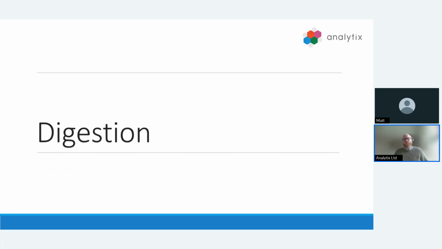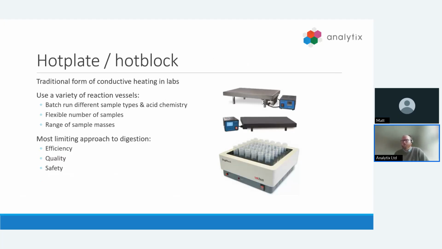So let's go on to the different digestion approaches, starting with hot plate or hot block, which is a conductive heating digestion. This is a really traditional approach to carrying out digestion, which uses a variety of reaction vessels with a range of sample masses digested. As you can see here on the right-hand side, there are a range of heating surfaces available, which offer batch digestion with flexibility in the number of samples you digest.